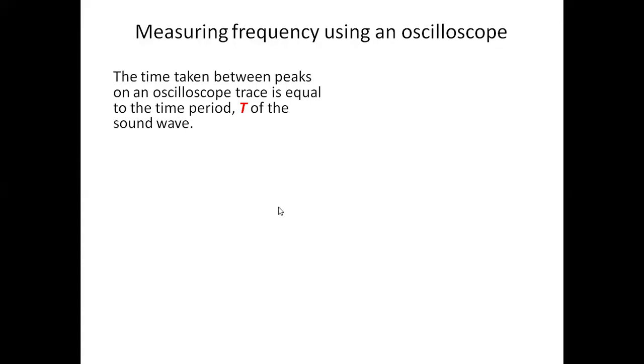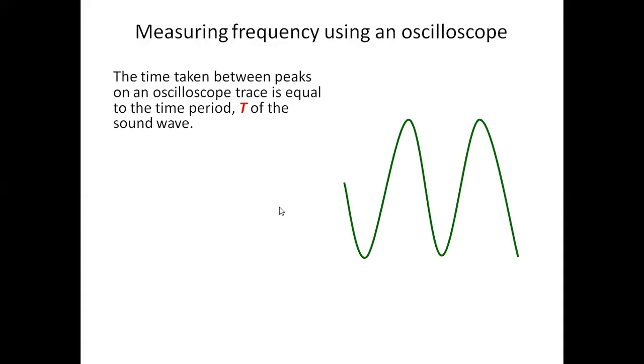So how to measure the frequency using an oscilloscope? We find out the time period, the time between two crests of the wave. This can be a sound wave as well as any electrical signal. Of course, when we speak on the microphone, the sound signal converts into an electrical signal, which is fed to the CRO. So, the time between two successive crests.